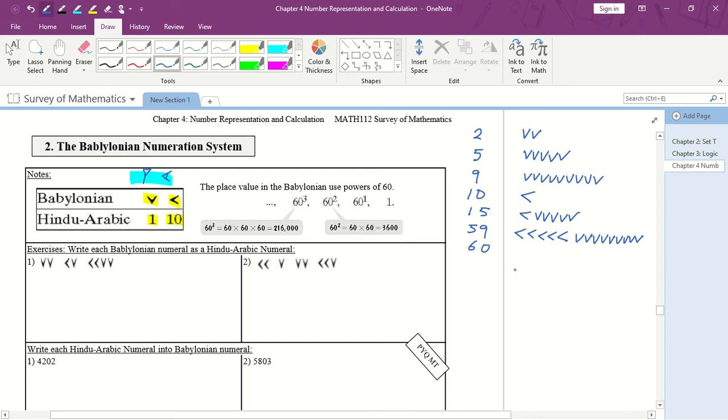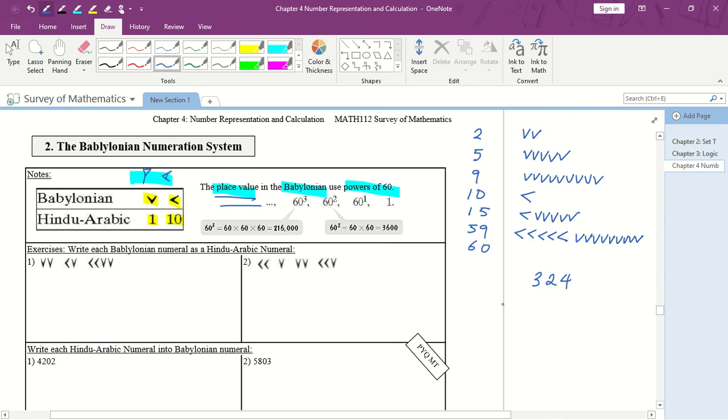And how about 60? If it is 60, this is something that you need to learn, which is what we call place value. Look here. The place value in the Babylonian system uses powers of 60, which means there is something called place value here. So for example, like 324.